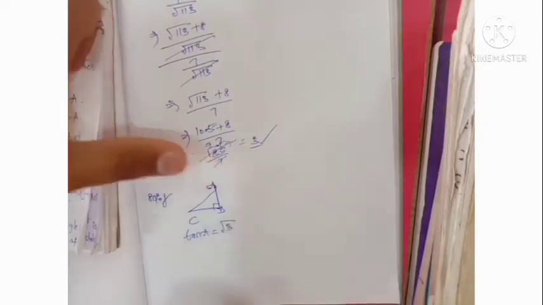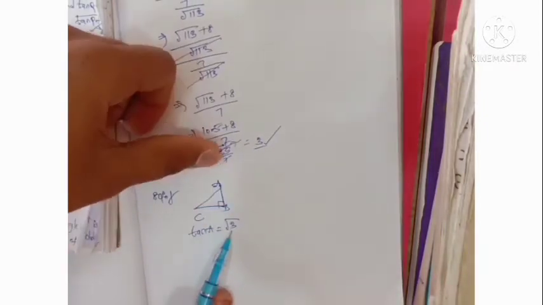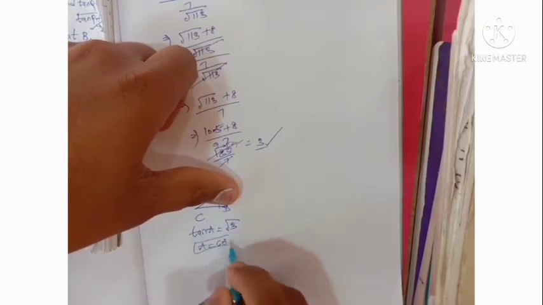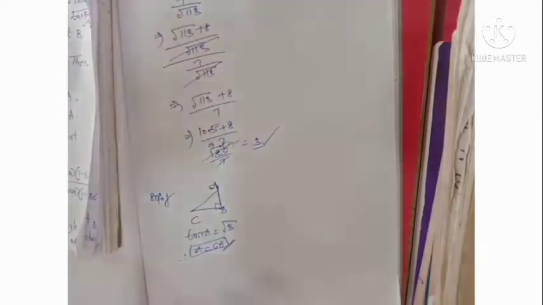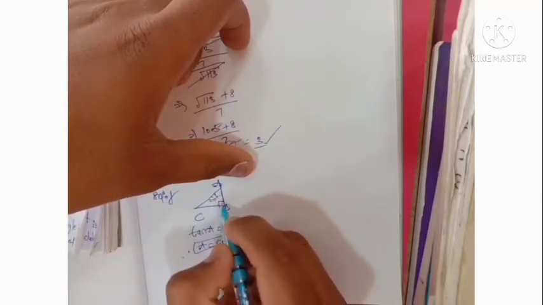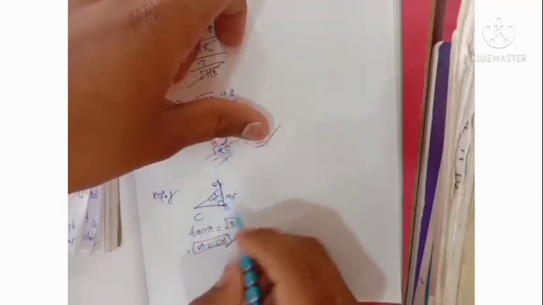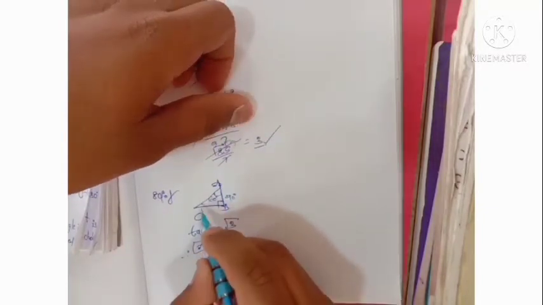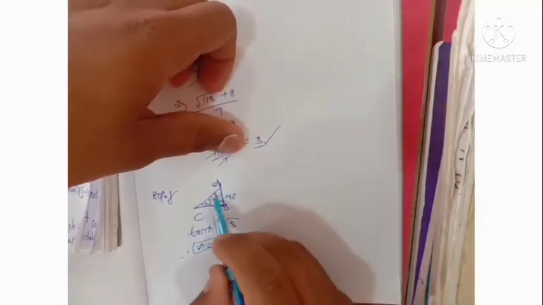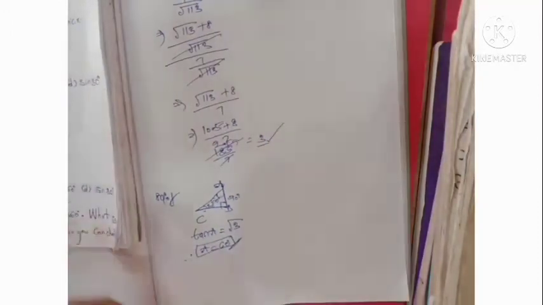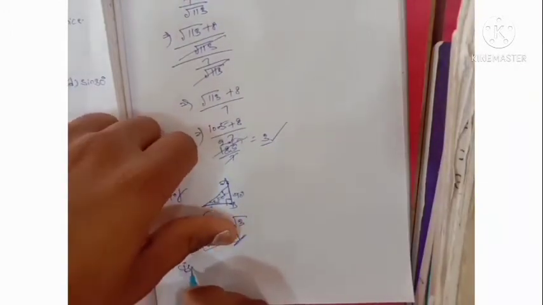Simply, in tan, when will root 3 come? At 60 degrees. Means A is equal to 60 degrees. Here, 180 means here 30 degrees. Simply, A is equal to 60, C is equal to 30, and B is equal to 90. Okay, what should we find? The value of the first solution.